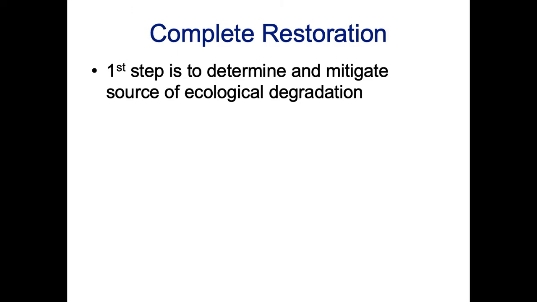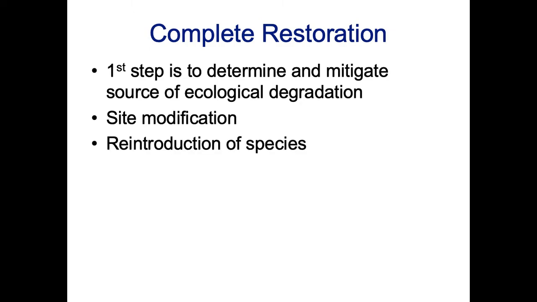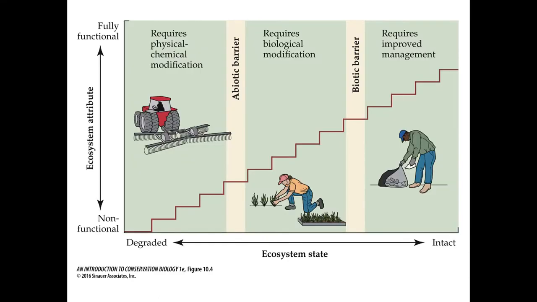So complete restoration, the first step is to determine and mitigate the source of ecological degradation. Then there's site modification, so you deal with the abiotic factors. Then you reintroduce species that won't come back on their own. You might need to do some maintenance, so that might be continuing to add plants or continuing to do different things to keep moving it towards that historic ecosystem that was there. So this is kind of a graph showing that idea.